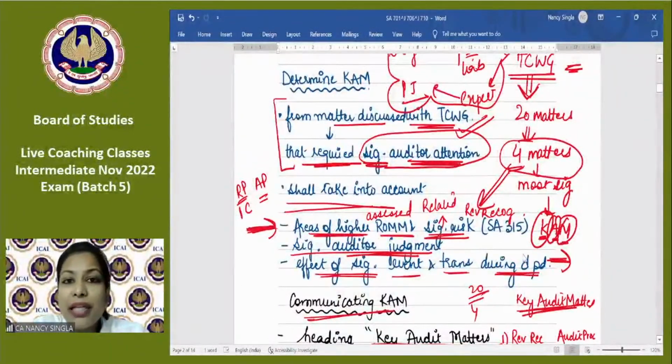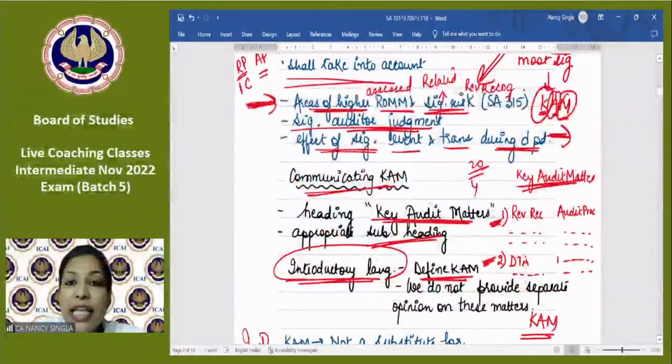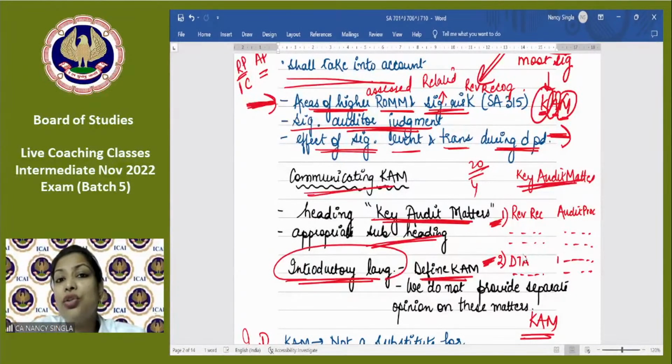How to determine? First of all, out of the matters from those communicated to those charged with governance, those that required significant auditor attention. I gave you example that 20 matters में ना 4 are most significant. तो auditor को लगता है ये बता देते हैं users को. Auditor shall take into account various factors like areas of higher assessed risk of material misstatement and significant risk. So where the significant risk is involved, key audit matter. ठीक है? Where significant auditor judgment and significant management judgment is involved, it can also become a key audit matter. The effect of significant event or transaction during the period.